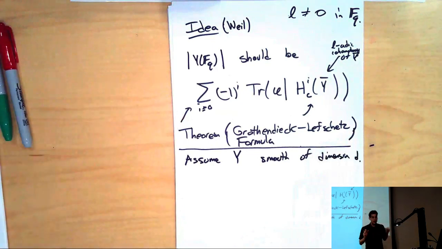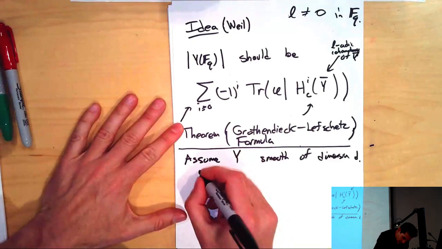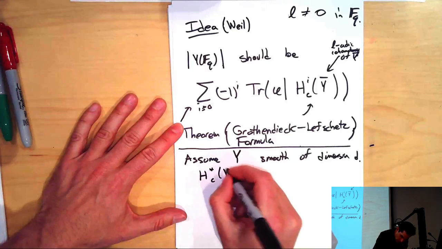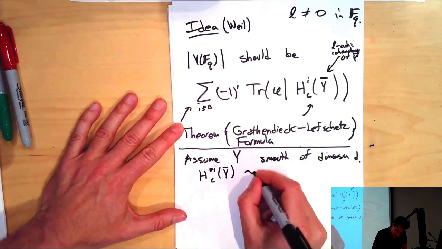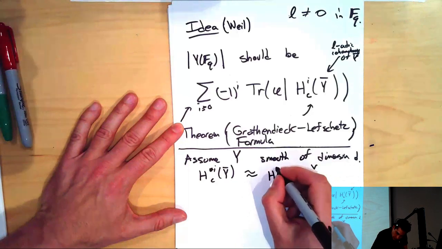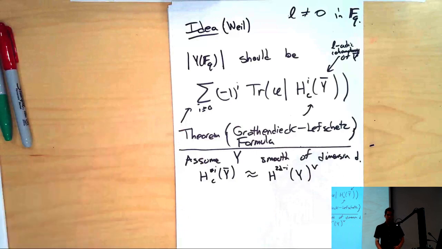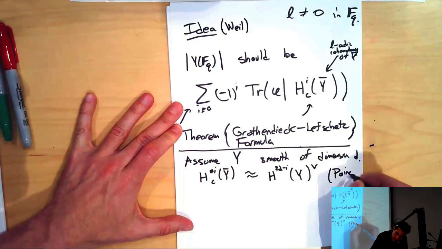And l-adic cohomology has the feature that it satisfies Poincare duality for smooth varieties. So what this implies in particular is that if you look at the compactly supported cohomology of Y bar in some degree i, this is canonically dual to the cohomology in degree 2d minus i of Y bar. So this is some form of Poincare duality.